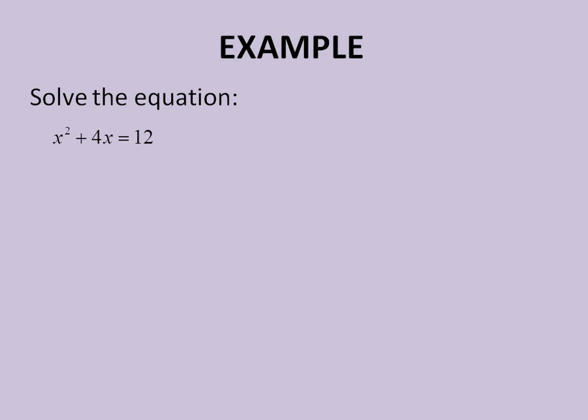Say we've got the equation x squared plus 4x equals 12. Now you can see that this is a quadratic equation, first off because we have the x squared there, and that's usually a dead giveaway that we have a quadratic equation. Now, this one is not equal to 0, and that's the first thing that we want to do.